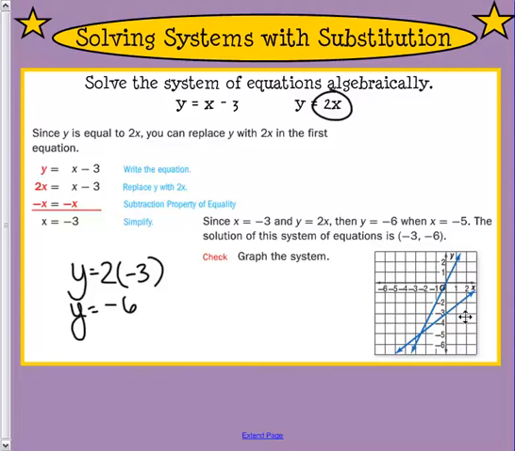So we can also test this by graphing. Now that we know how to graph, we can test this by putting both these equations in a graph and checking to make sure that our point is exactly negative 3 comma negative 6.